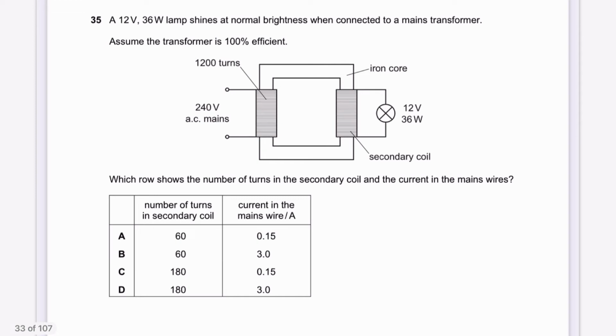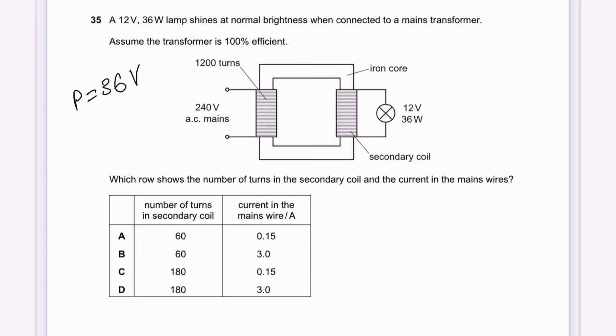35. A 12 volt, 36 watt lamp shines at a normal brightness when connected to a mains transformer, assuming the transformer is 100% efficient. Which row shows the number of turns in the secondary coil and the current in the main wires? So let's first talk about, okay, we're given the power is equal to 36 watts.